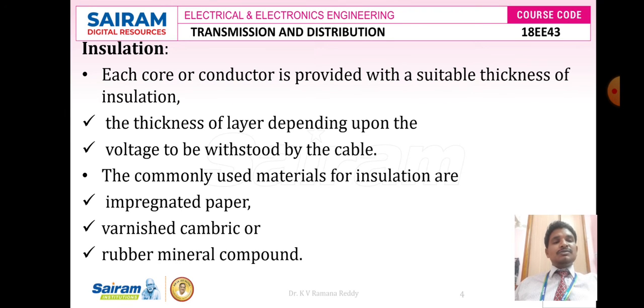Therefore, the commonly used materials for insulation are impregnated paper, varnished cambric or rubber, and mineral compound insulating materials. Generally, we choose these in order to separate one live current-carrying core or conductor from another live current-carrying core or conductor, or from conductor potential to earth potential.